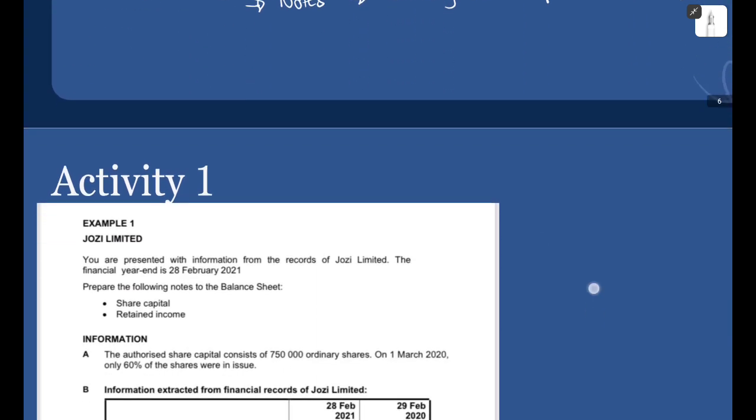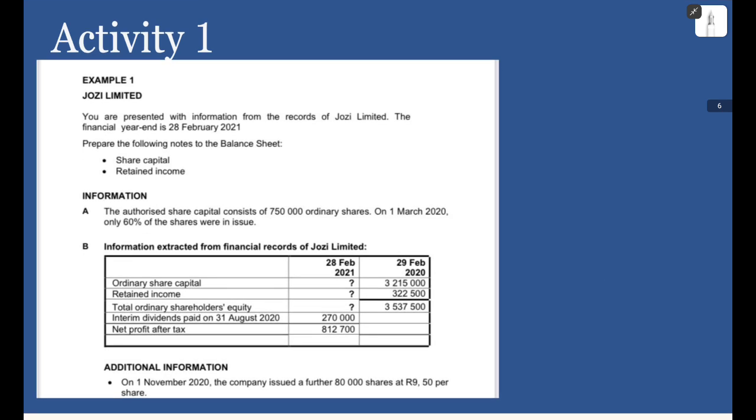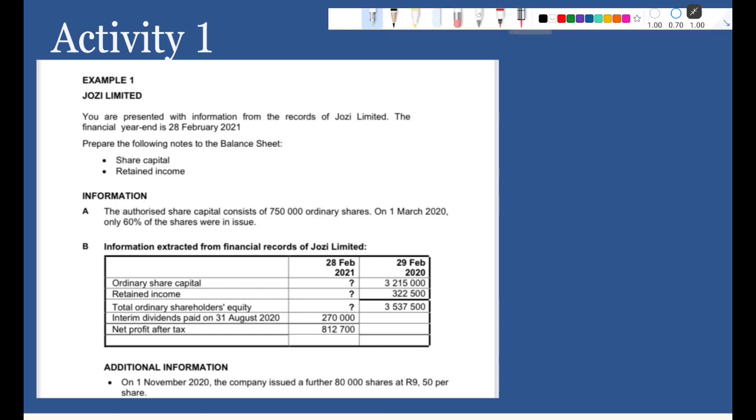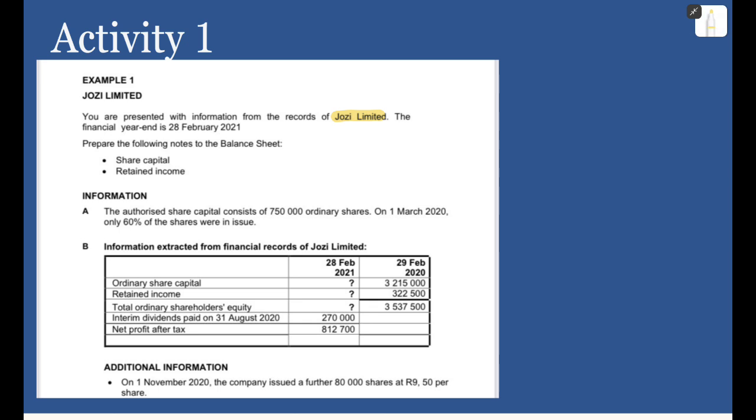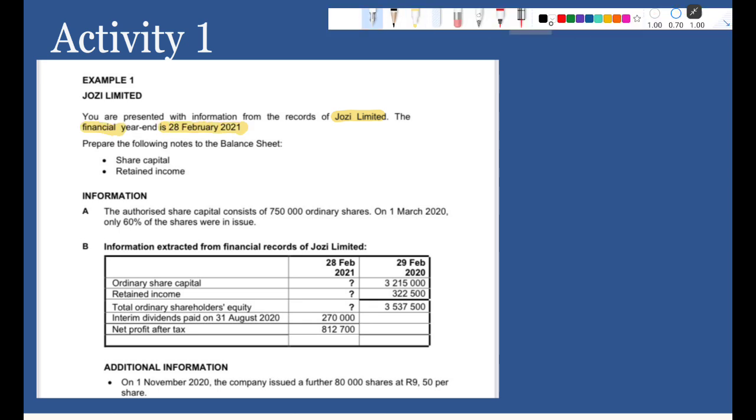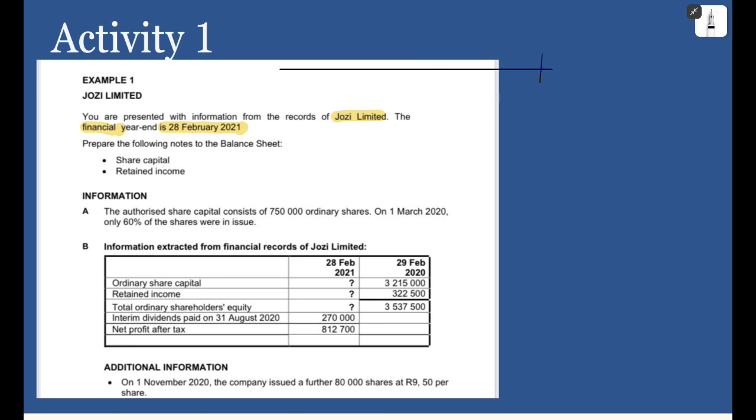So now let's look at an example, or an activity, that's going to show us how to record an issue of shares in our ordinary share capital note. Activity 1 says that you are presented with information from the records of Josie Limited. The financial year end is 28 February 2021. It's important that we know which financial year we are dealing with. It ends on the 28th of February 2021, so it would have started on the 1st of March 2020. It's always 1 year back and 1 month forward to get the start of your year.